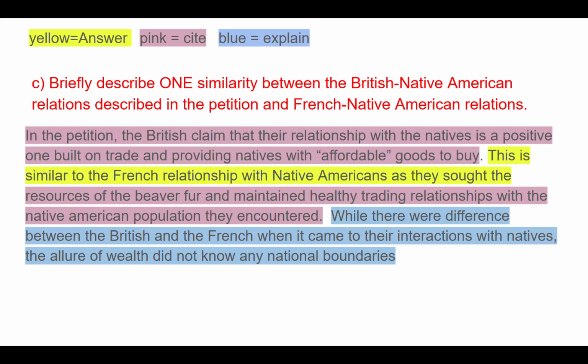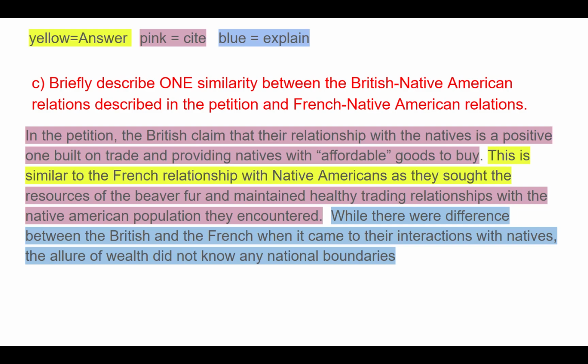While there were differences between the British and the French when it came to their interactions with natives, the allure of wealth did not know any national boundaries. Okay, so there the answer is clear. There's a similarity here, as both of them were looking for healthy trading relationships with the Native American population, and they were looking for wealth. And wealth did not stop at the British and French boundaries.